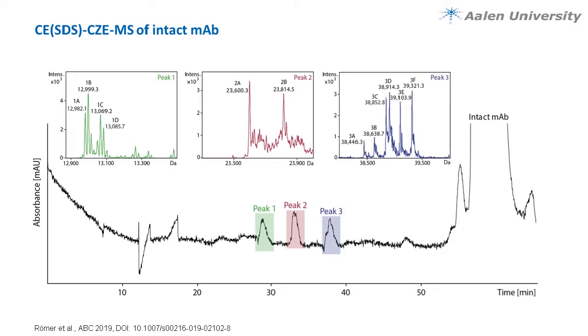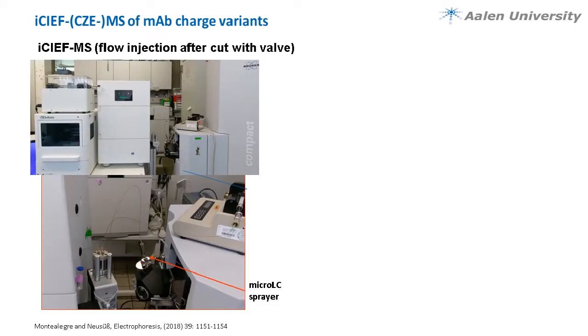Now I will come to what you can do in doing the same with isoelectric focusing, and in particular using imaging capillary isoelectric focusing. The first approach we did is coupling the imaging capillary isoelectric focusing, as you see in the upper picture, directly to our QTOF mass spectrometer. We have just been using the valve for cutting out the peak of interest and then using a syringe pump to flush it over to the mass spec.